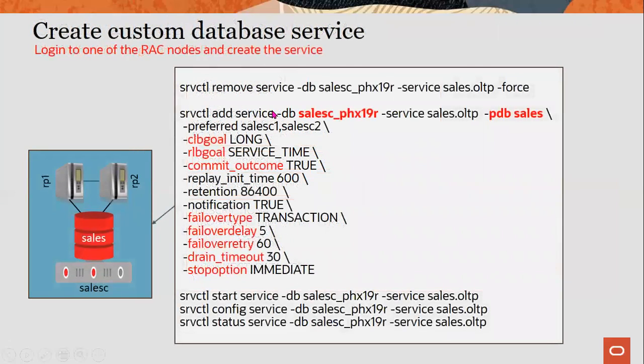So this is how you would create a service whenever you have a RAC database. We recommend that you create a custom service. Don't use the default service. For example, if the database is sales, a container database, there will be a default service called sales.mycompany.com, the full domain. But we recommend you to create a custom service. So I'm going to run this command and show you.